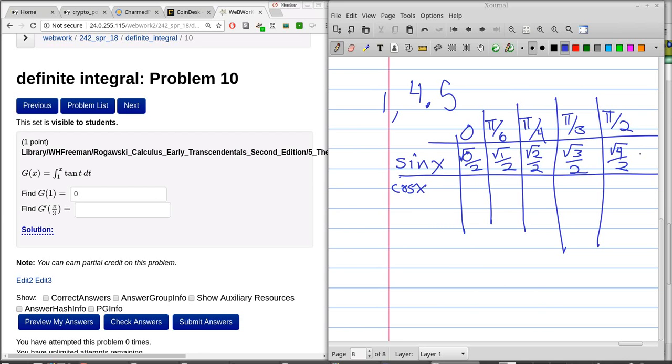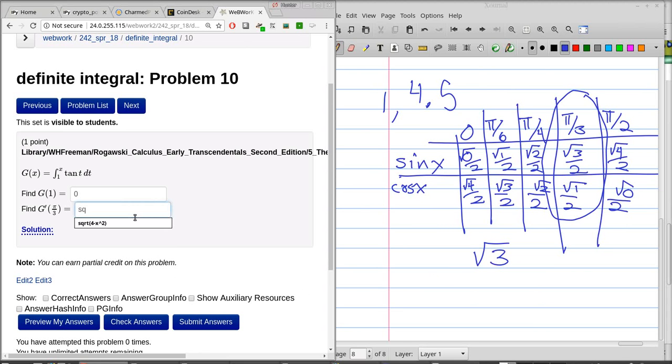And now cosine is just the same list in reverse order. Square root of 4 over 2, square root of 3 over 2, square root of 2 over 2, square root of 1 over 2, and square root of 0 over 2. So the one that we care about is this one. So tangent is going to be the ratio of these, and the ratio of those is just the square root of 3. So this is square root of 3. I like the way it preloads it with all kinds of crazy random answers.